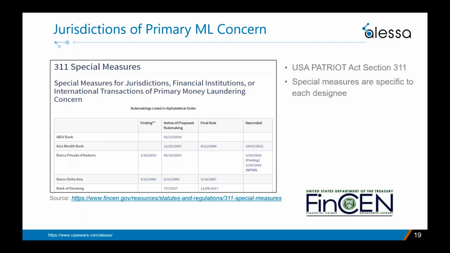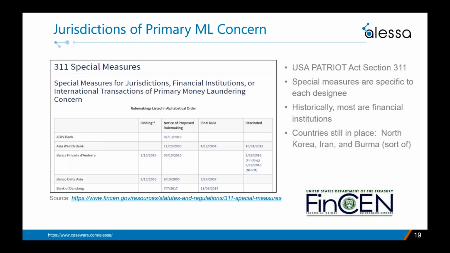Now, these special measures range from requiring additional due diligence and data collection for certain accounts or transactions to completely prohibiting any correspondent or payable through accounts. And each designee has specific special measures imposed on them. Now, historically, most of the designees have been financial institutions, but there have been a number of countries designated over the years. Now, most of these have since been rescinded, but these remain in place: Iran, North Korea, and Burma, or more accurately, Myanmar.